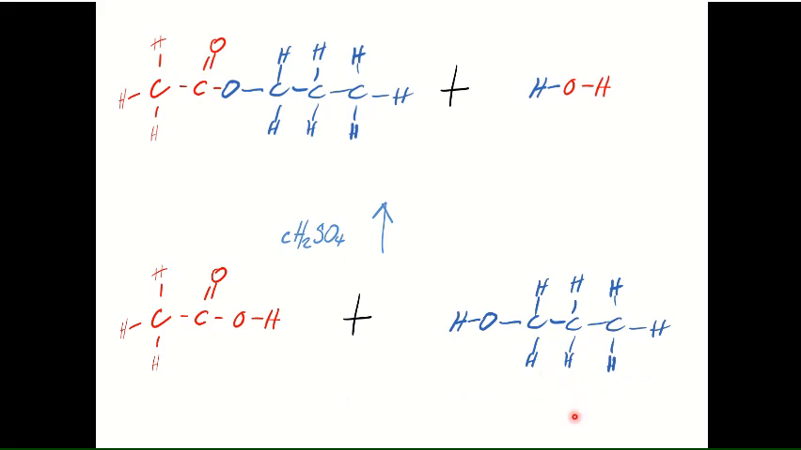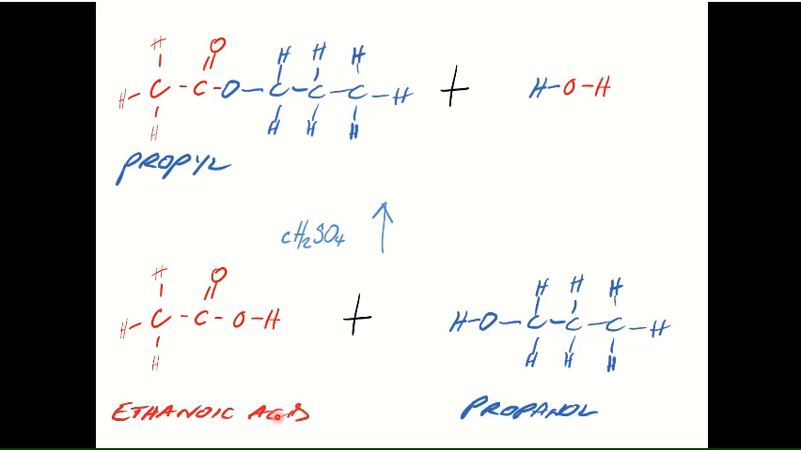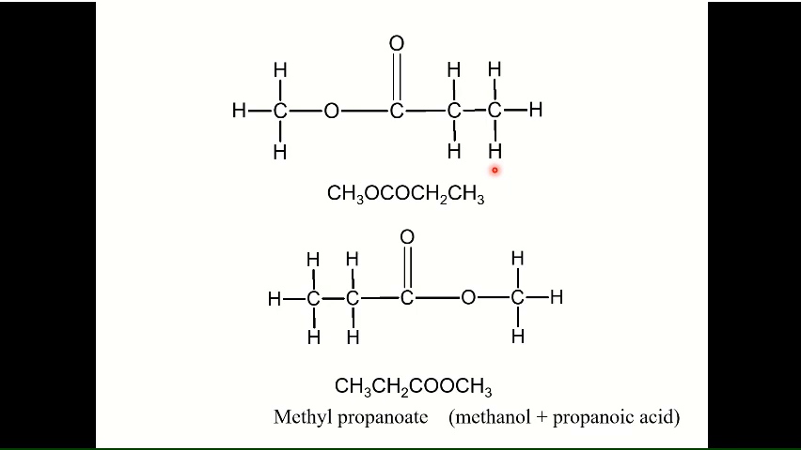Alcohol-yl acid-anoate. Propyl ethanoate. Okay, so there's your ethanoic acid and your propanol, so it's going to be propyl ethanoate. Propyl ethanoate, and the name is written as two words, and then of course we've got the water formed as well. All right, so that's just a little example.